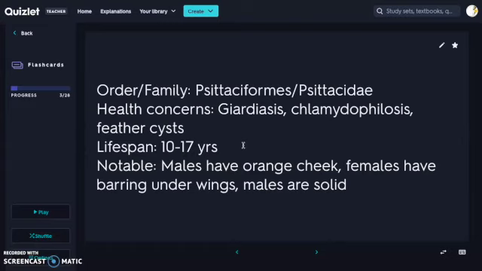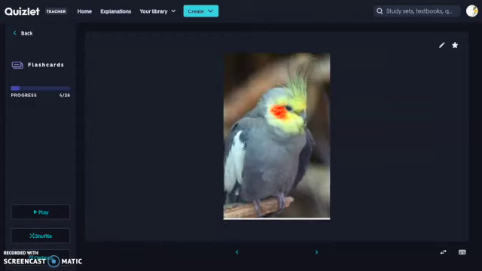Some things that are notable is that the males are going to have those orange cheeks, and females will have barring under their wings, where males are going to be solid. So they are sexually dimorphic, so you can tell the difference between males and females. Males, again, are going to have those orange cheeks, and females will have barring under their wings. Males are going to be nice and solid. If I look at this picture of a cockatiel, we have those orange cheeks, so we know then that it is going to be a male.